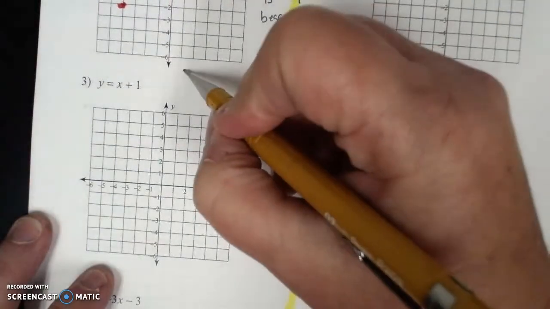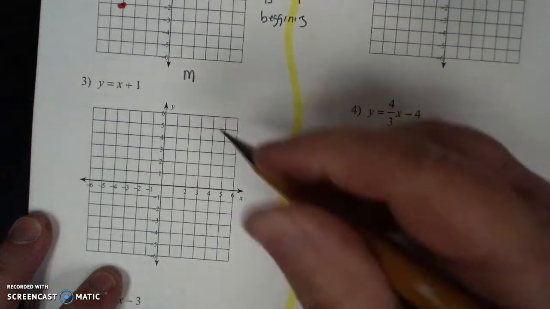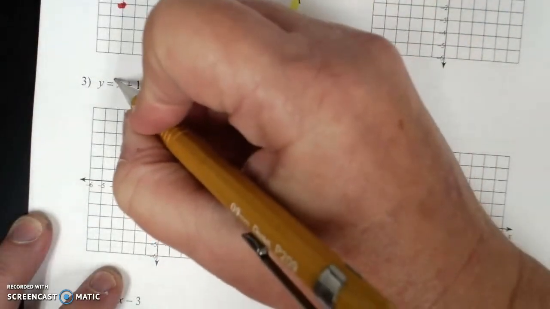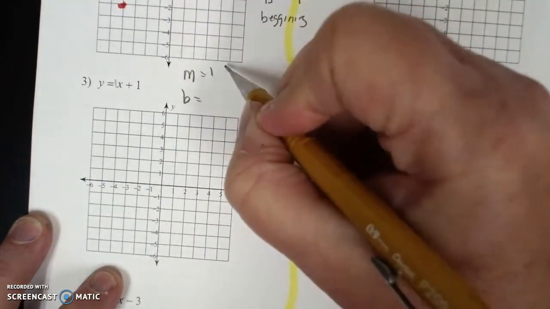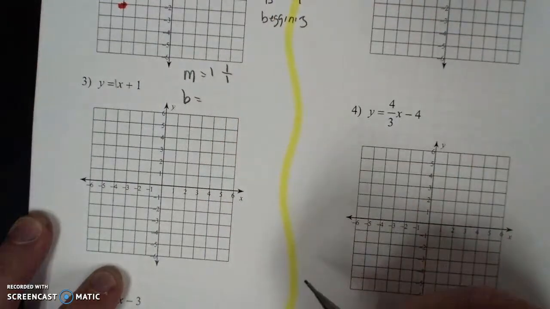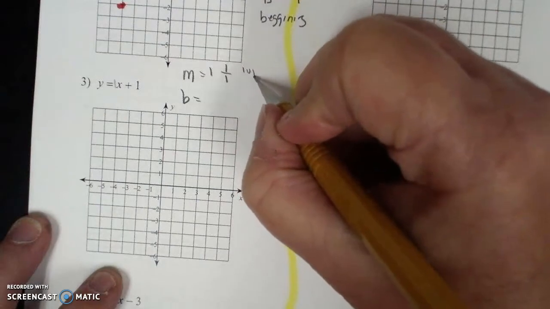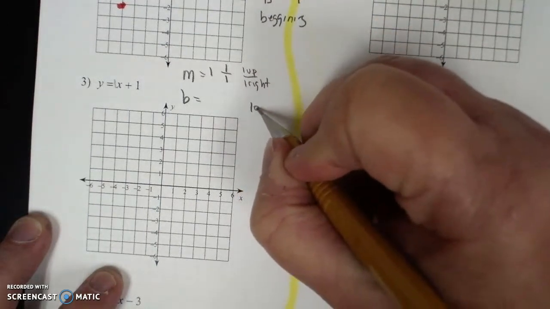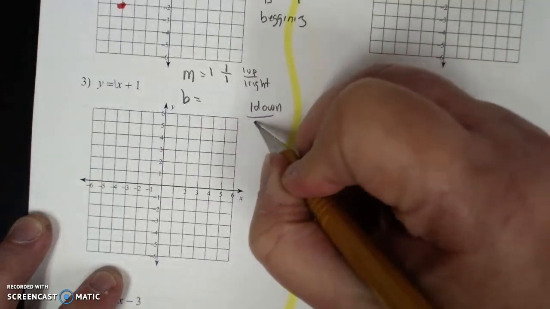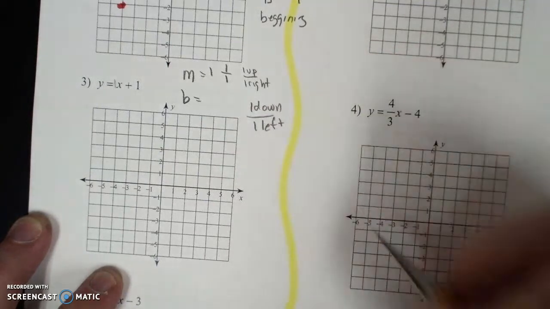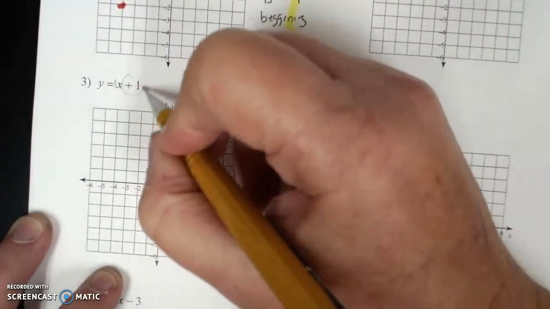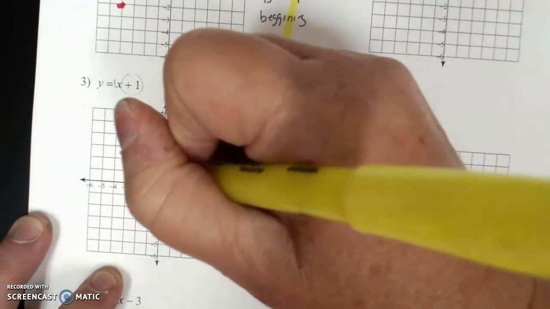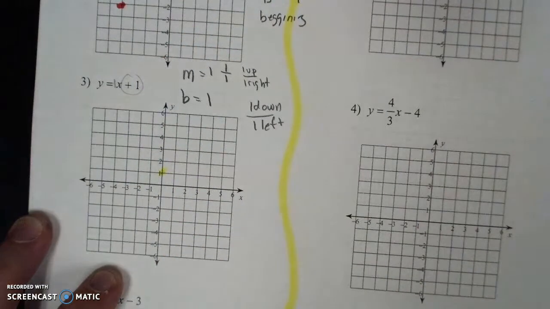So I'm going to have to do the M, and I'm going to have to do the B. The M is right there, and there's an understood 1. As a fraction, it's 1 over 1. And positive means 1 up, 1 right. It also means 1 down, 1 left. My B is right here at 1. So my y-intercept is where it crosses the y line at 1.